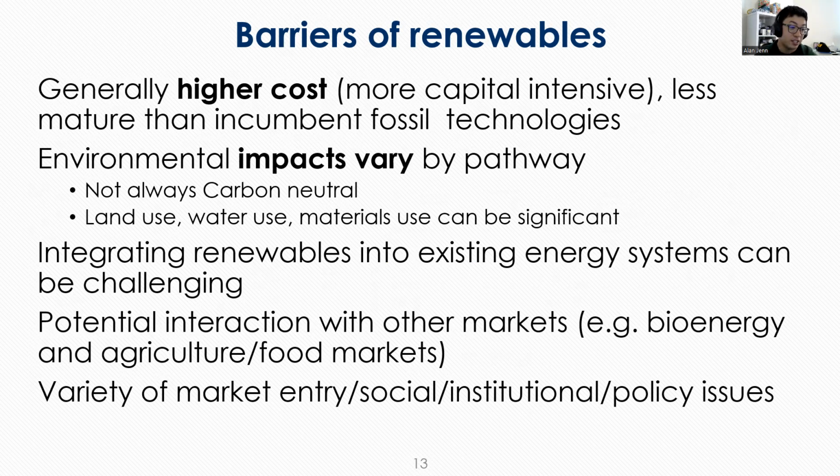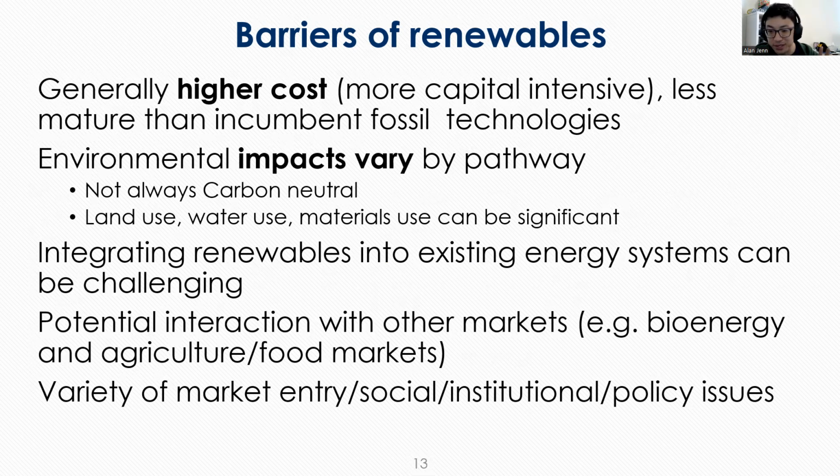This is a big one. Integrating renewables into existing energy systems can be challenging. We talked about intermittency a lot, right? The sun doesn't always shine, the wind doesn't always blow, and so how do you deal with that in a system where electricity basically has to be produced at the time where you need it?